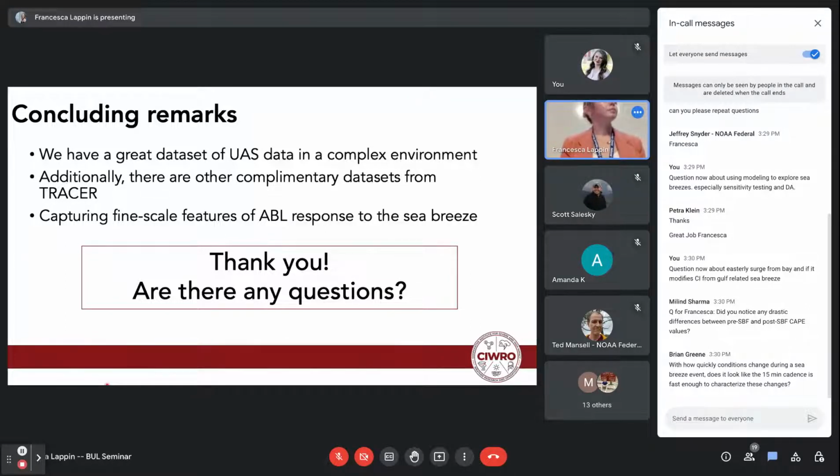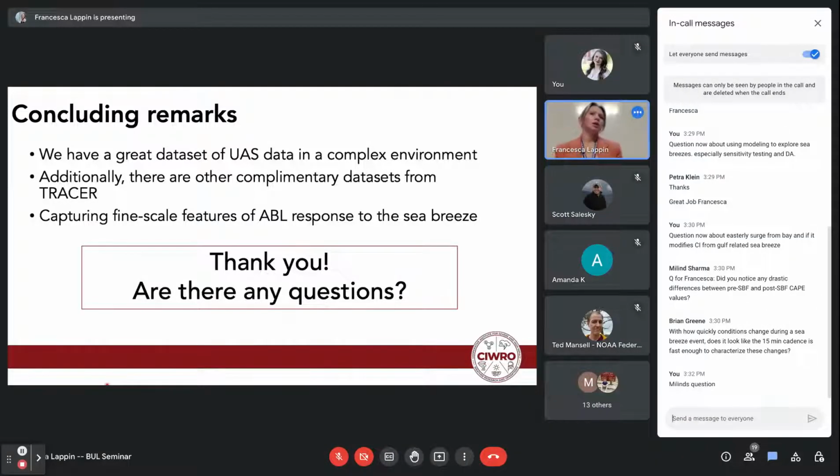Question in the chat from Lynn Sharma: Do you notice any drastic differences between pre-sea breeze front and post-sea breeze front CAPE value? I haven't looked into that. I would imagine there would be. I will definitely have to. It might be very variable based on how you calculate your CAPE. Surface-based is going to be a little bit different from your most unstable, but that would be valuable to look into.